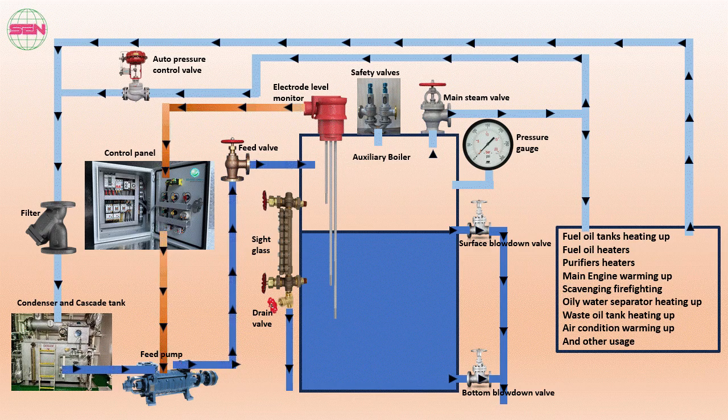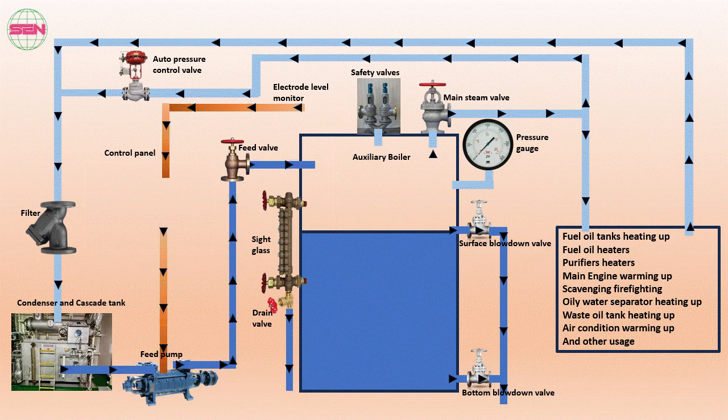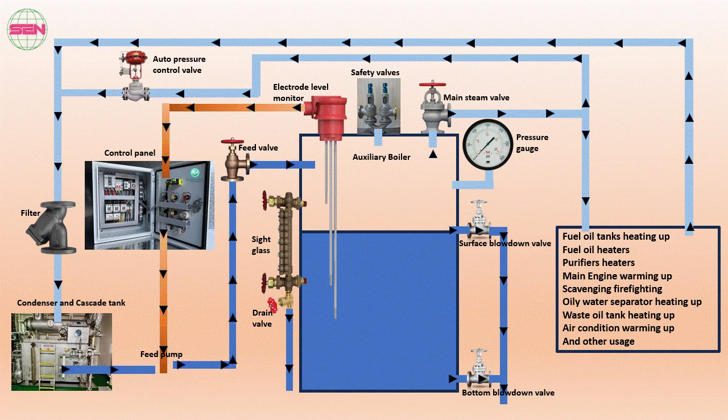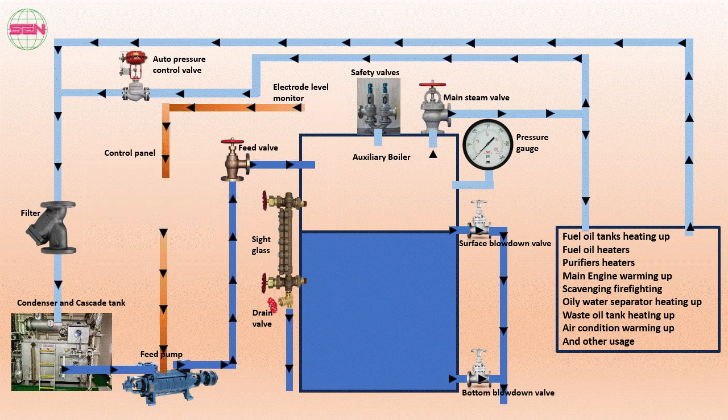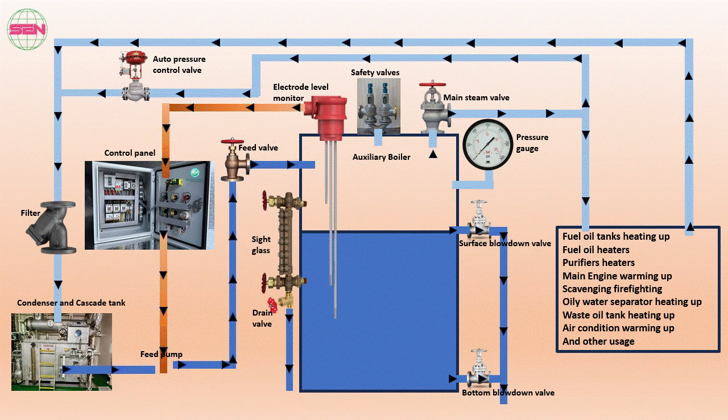When the water level goes down or goes up, the level monitor will send a signal to the control panel, which automatically starts and stops the feed pump to maintain the optimal water level. The electrode level monitor not only controls the boiler water level, but it will also send a signal to raise an alarm. Once the level goes down to low level, the boiler will be shut down.